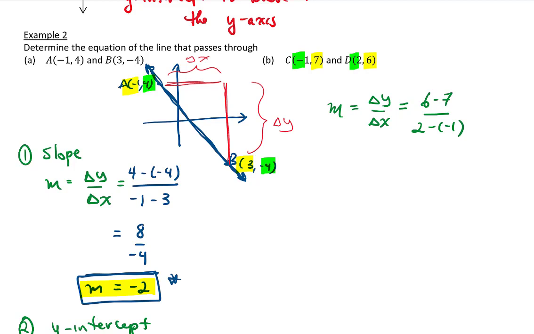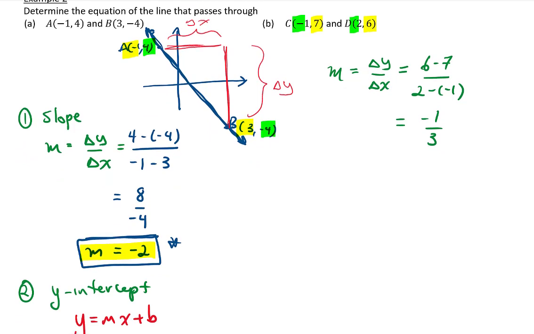You could have done 7 minus 6 over -1 minus 2, and at the end you're still going to get the same answer. So 6 minus 7 is -1. 2 minus -1 is 3. So there's the slope for this line.